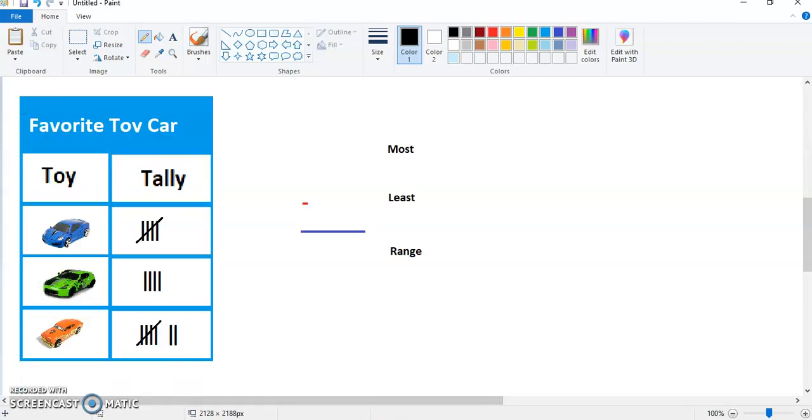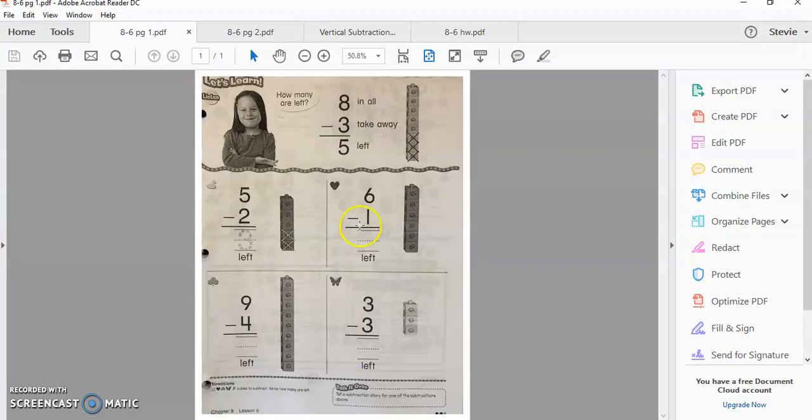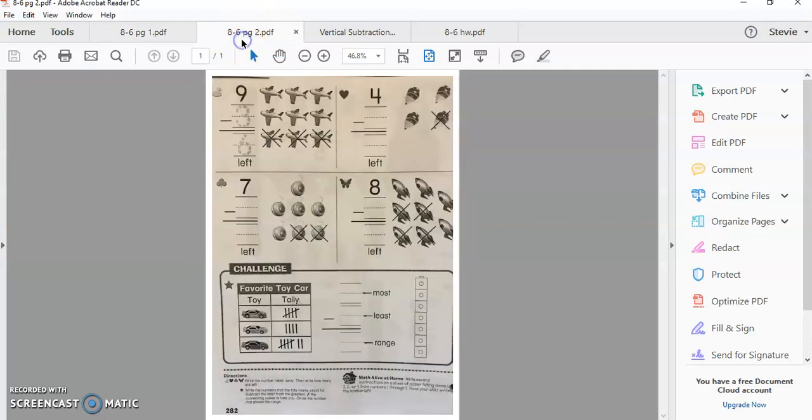Okay, so moving on to this page. Oh, I'm sorry, Miss Morgan, sorry. This page. So this is the back of your work page for today. Go ahead and find that if you haven't already.